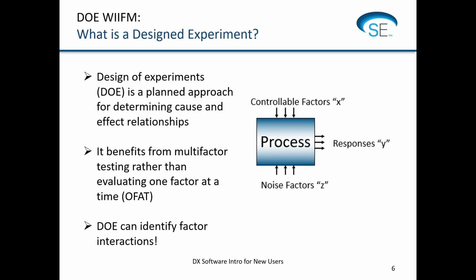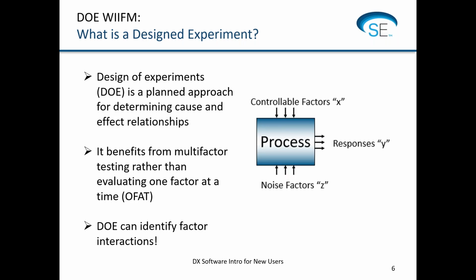So a design of experiment is a planned approach for determining cause and effect relationships. Rather than doing haphazard experimentation, we are going to lay out our plan for experimentation in detail and follow a very methodical approach. Now, when we do that, we're going to benefit by doing something called multi-factor testing rather than one factor at a time, OFAT. Perhaps you've been taught that you have to hold everything constant and only change one factor at a time in order to understand that factor's importance. Well, that's simple and easy to understand.